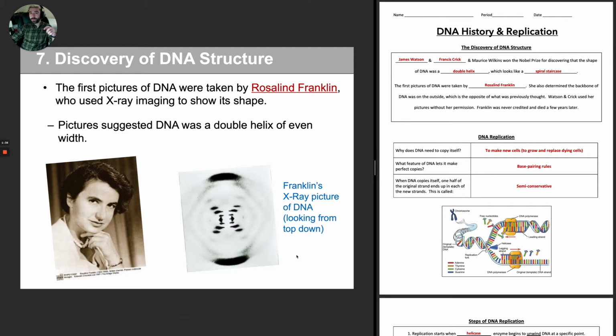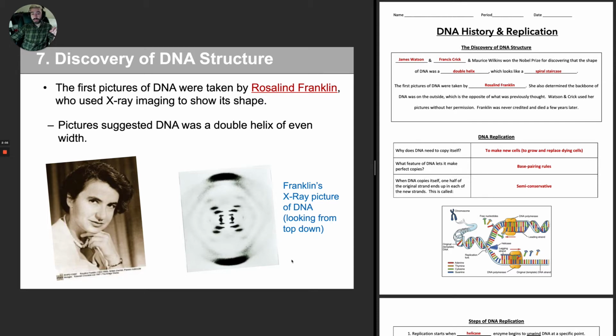And so I said that I would talk more about Rosalind Franklin. Well, the first person to take a photo of, not a photo of Rosalind Franklin, of DNA, was Rosalind Franklin. And she used what's called X-ray crystallography, which is basically an X-ray imaging technique. So this is Franklin, and this is probably her most famous photo. What this suggests is that DNA is a double helix of even width.